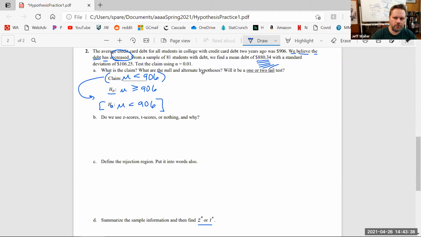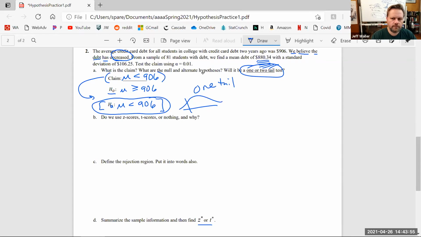Okay. So is this going to be a one or a two-tailed test? One. Down. One tail, exactly. Because this guy is less than, it's going to be one tail down there. The tail is always set up by the Ha, because that's the one I can show evidence for.